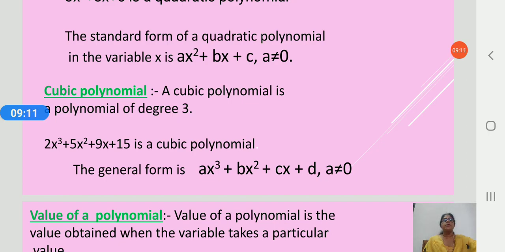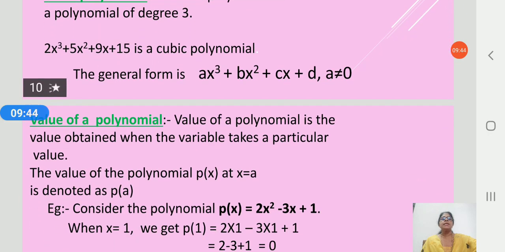That is, for a linear polynomial the general form is ax plus b, a not equal to 0. For a quadratic polynomial the general form is ax square plus bx plus c, a not equal to 0. And for a cubic polynomial, ax raised to 3 plus bx square plus cx plus d, a not equal to 0. I think these terms are clear to you: linear polynomial, quadratic polynomial and cubic polynomial. We studied all these things in lower classes.